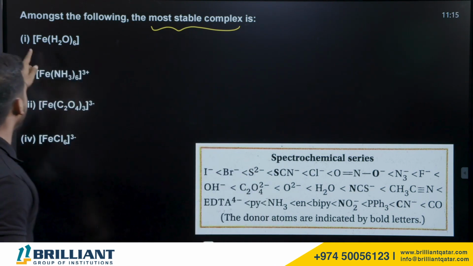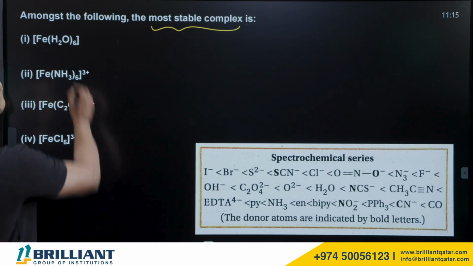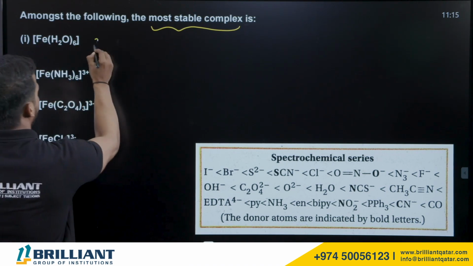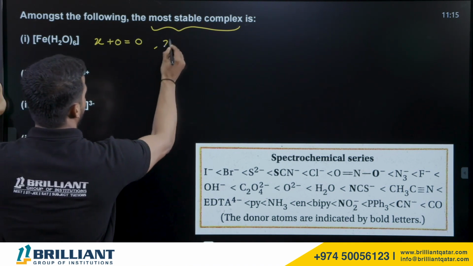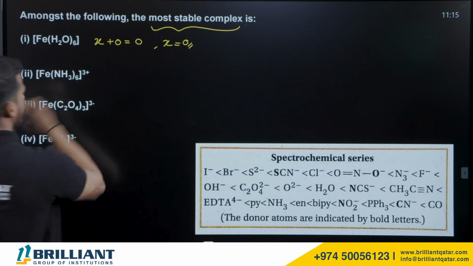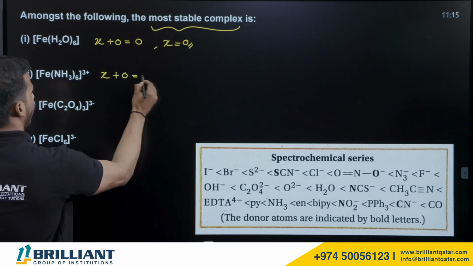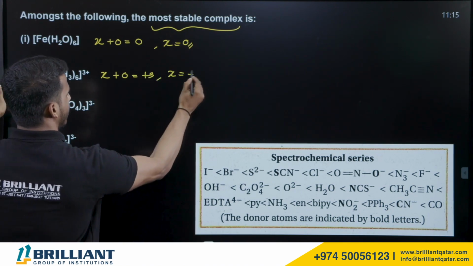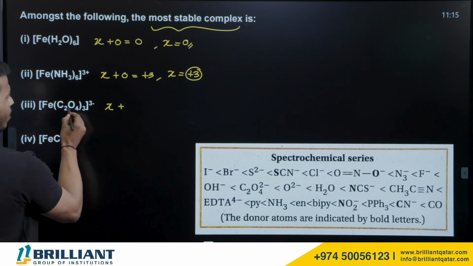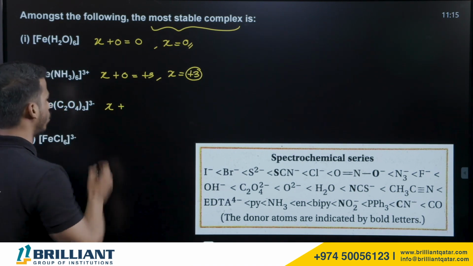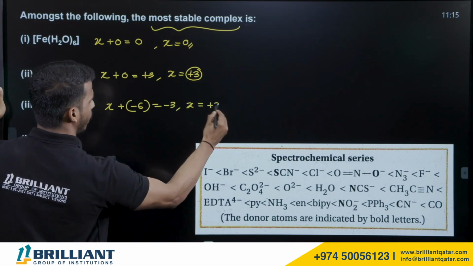So let us see, in question number 1, if you calculate the oxidation state of the species here, iron, I am calculating, iron X plus a neutral ligand, overall charge is 0. So here the oxidation state is 0. What is the oxidation state of iron here? Iron X, amine is a neutral ligand, overall charge is +3, so the oxidation state is +3. In this case, iron X, oxalate, 1 oxalate charge is -2, 3 oxalates charge is -6, overall charge is -3, X is equal to +3.